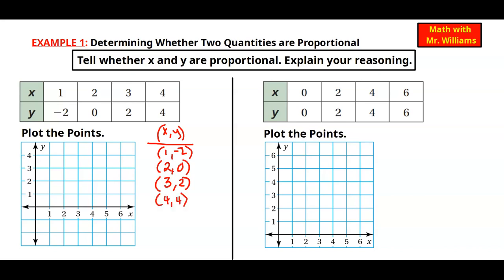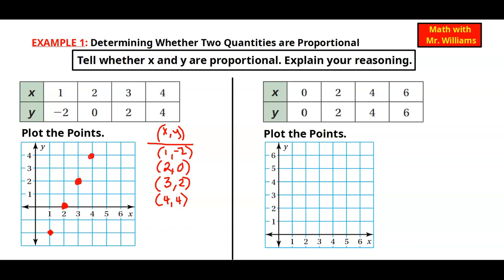And as always when we graph, we start at the origin. So I'm going to move to the right on the x-axis 1 space, and then down 2 for my first location. On the second one, starting at the origin and moving right 2 and staying there because the y value is 0. Now for the third one, we have 3, 2, so I'm going to start at the origin, move to the right 3, and then up 2. And for the last one, 4, 4, starting at the origin, moving right 4, and then up 4.